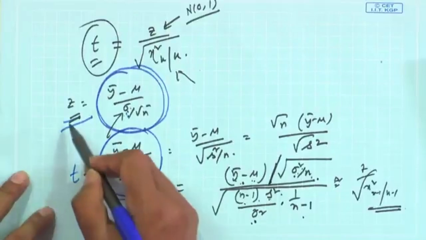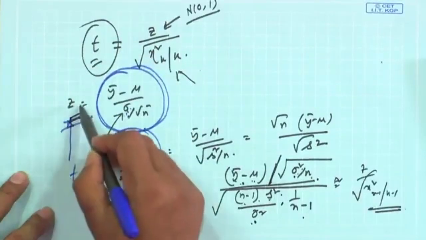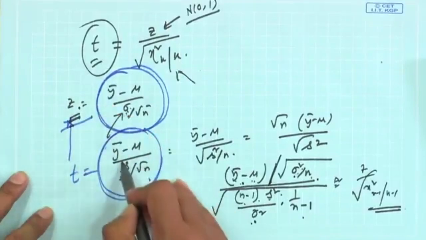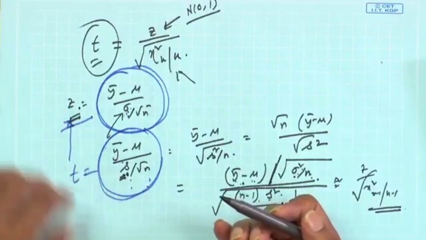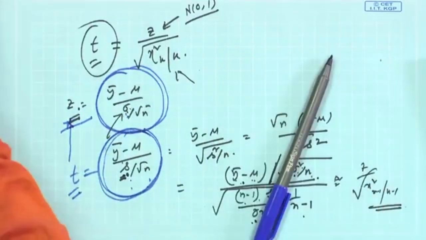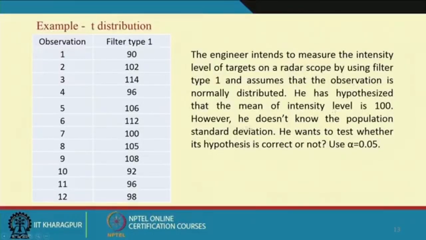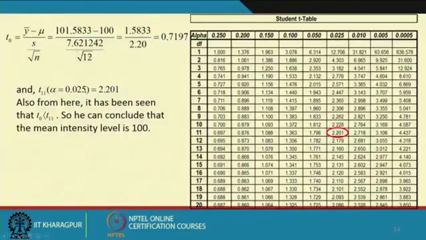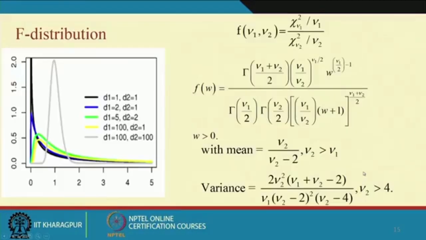But as you see, if the sample size is large, t ultimately converges to z. So for a large sample size, you can use the z distribution even in this situation, but if the sample size is small and your statistic is this, you have to use the T distribution. Okay. So this is the same example, and here sigma is not known. We computed s from the data, and T 0 is computed like this. Again from the table we found that the computed value is less than the tabulated value. So we can say that the mean intensity level is 100, or not far away from 100. The last important standard sampling distribution is the F distribution.